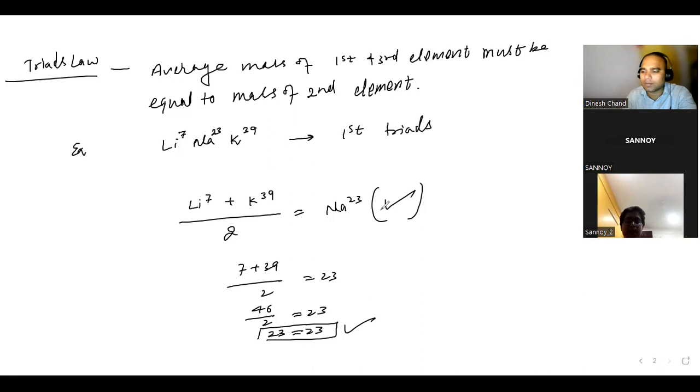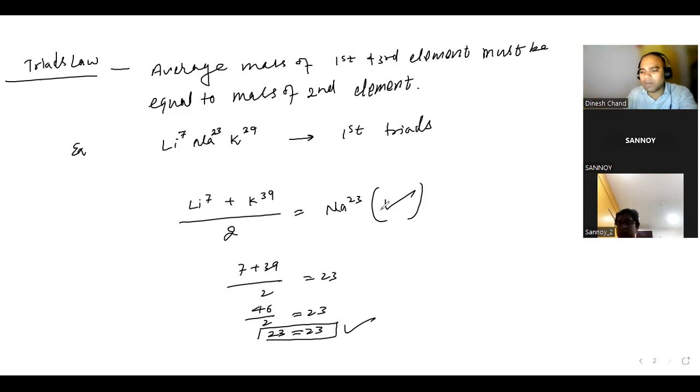Lithium, sodium, potassium, all are soft metals and they are very reactive. So the first thing, they all are metals. Secondly, if you talk about their valency, can you tell me what is the valency of these metals? One. They all have valency 1. They are very reactive metals. Then why did this model fail?